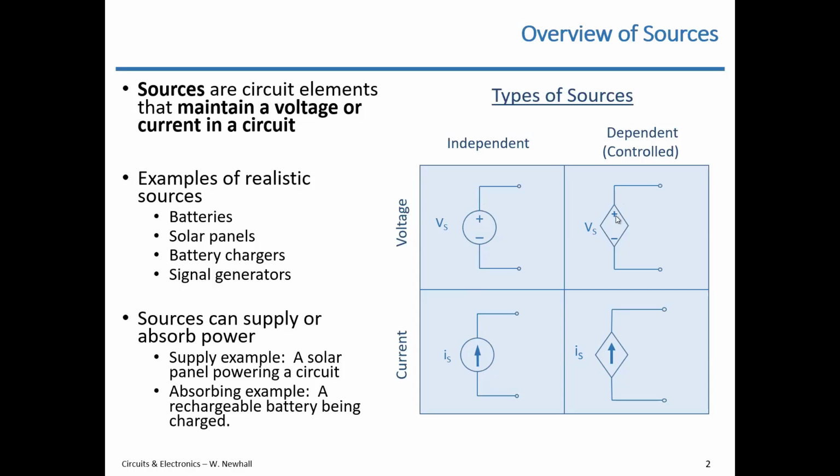Dependent or controlled sources will be written down as diamonds in a schematic in this class. So when you think dependent, think diamond: dependent, or controlled. This is a dependent voltage source. This is a dependent current source, and I'll explain what that means. Those dependent sources depend on other voltages or currents in the circuit.